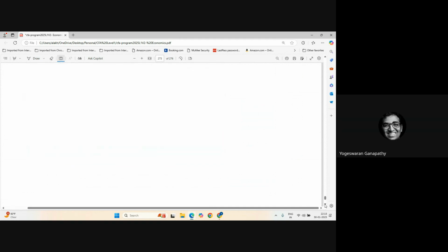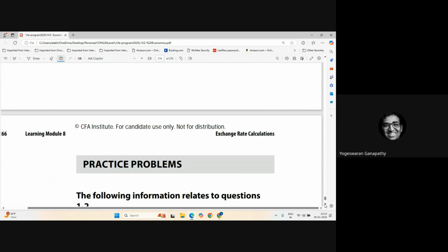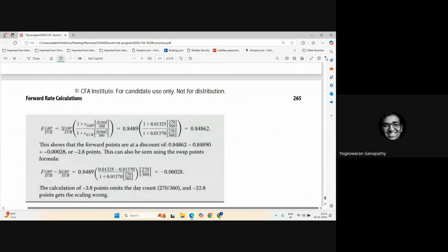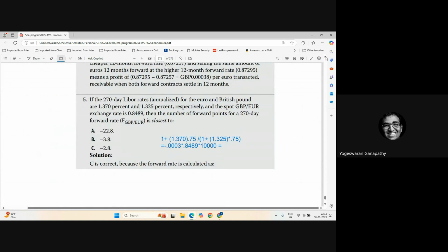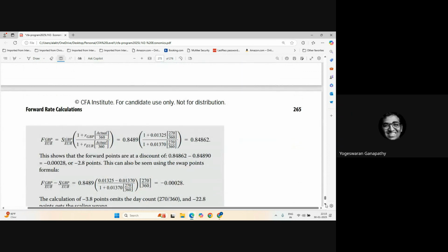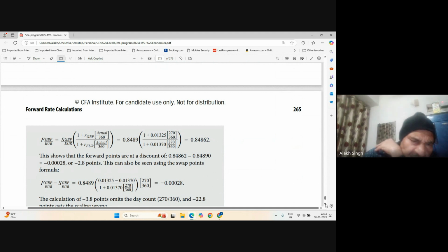Sir, but then why are they? Sir, can you scroll up one second? Sir, in the solution, why are they taking the power of 270 by 360? Is it power? Yes, sir. We have to take it to the power t, no? Whenever we calculate forward, since it is 0.75 and this one is to the power t, it will be to the power t. This shows the forward point, and this can also be seen using the spot point.